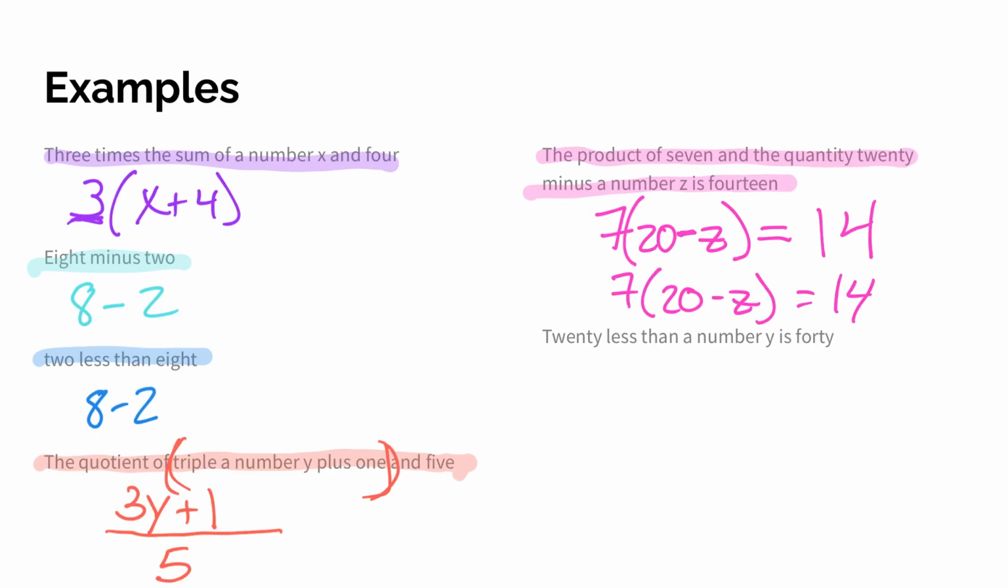And our last one, 20 less than a number y is 40. So 20 less than a number y. So we're going to have y minus 20, is our equal sign, 40.